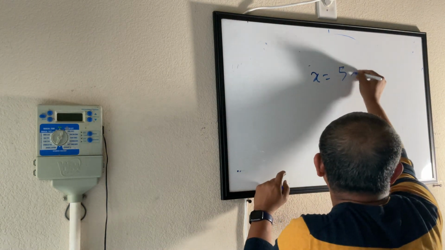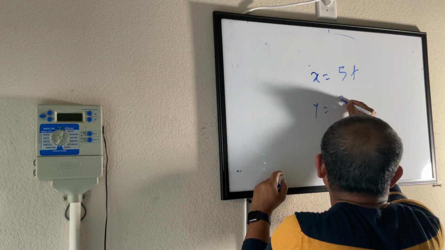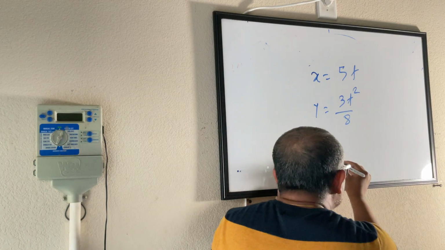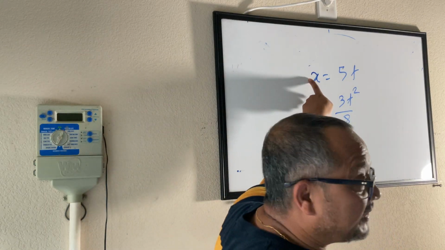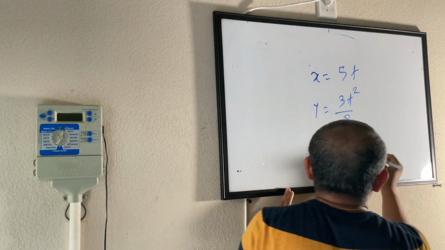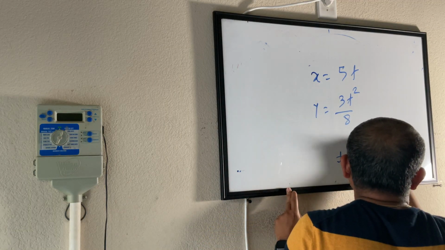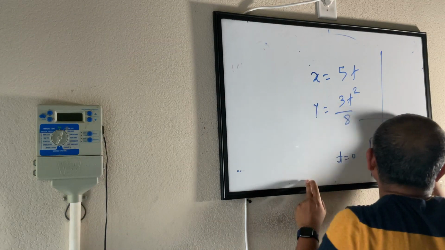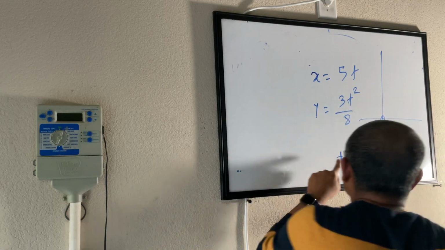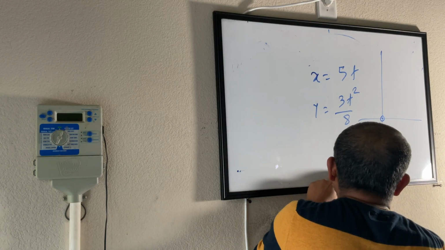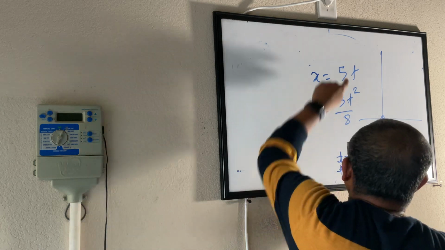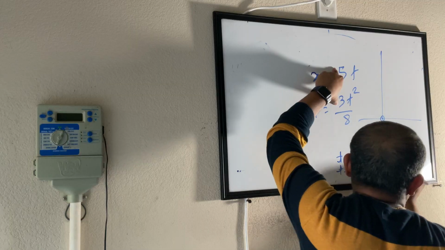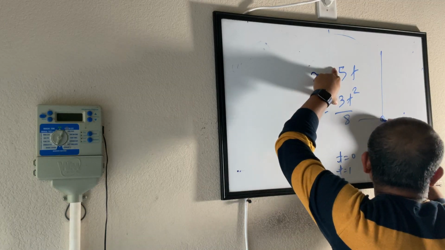x equals 5t and y equals 3t squared over 8. From where will you start? When t is equal to 0, what is the value of x? This is 0 and this is also 0. So when you are graphing it, this is your first point. When t is equal to 1, this becomes 5 and this becomes 3 times 1 squared over 8, which is 3 over 8. So this is 5 and 3 over 8.